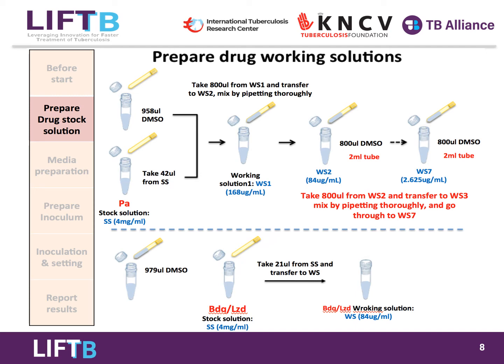4. This will produce a working solution of each drug with a final concentration of 84 microgram per milliliter. The final concentration in the MGIT tube will be 1 microgram per milliliter.